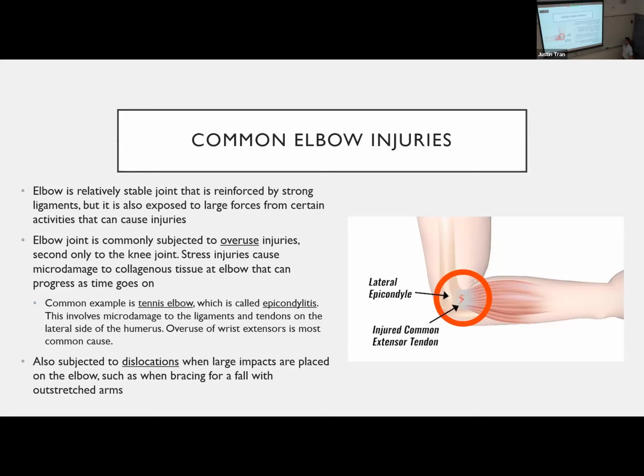Okay. One common example is an injury called tennis elbow, which occurs for people who play a lot of tennis. The scientific name for this is epicondylitis. This involves damage to the ligaments and tendons in that area, because whenever you swing a racket, you put a lot of lateral stress on your elbow. Okay. You can dislocate your elbow too. That's possible, but it's rare. It doesn't happen that often.